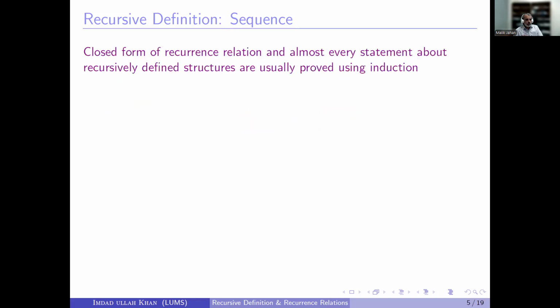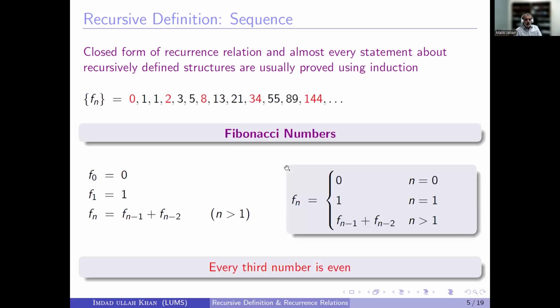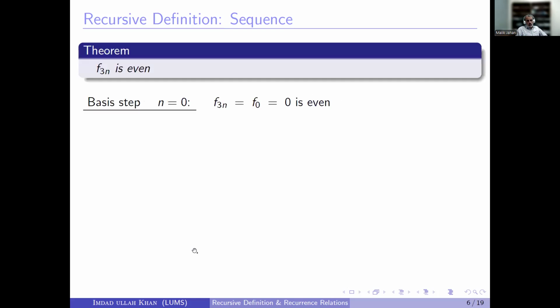The closed form of a recurrence relation, and almost every statement about recursively defined structures, are usually proved using induction. For example, if you look at Fibonacci numbers, there's a claim that every third number is even. If you focus on the red integers in the first sequence, the first one is 0, then after 2 integers the next one is even. Skip 2, and every third is an even integer. So this is a property of Fibonacci numbers: every third number is even. We notate it as F3n, the third Fibonacci number, where n starts from 0.